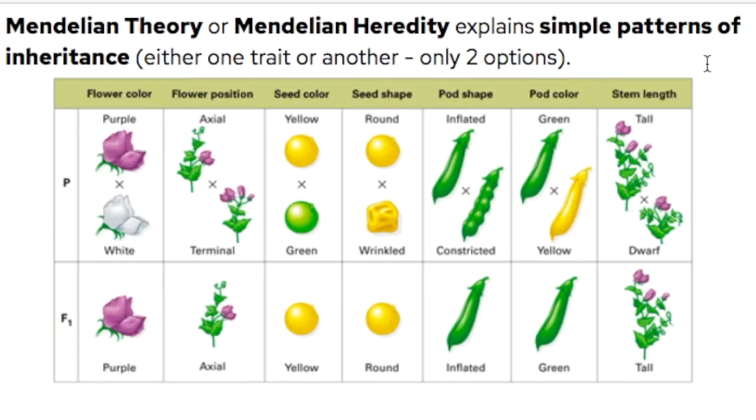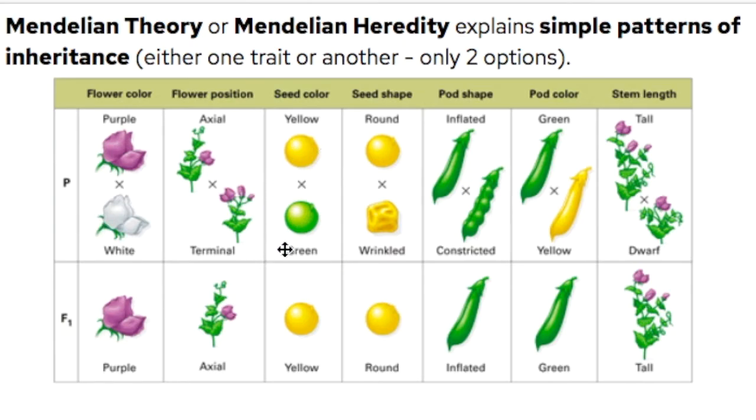So Mendelian theory or Mendelian heredity, remember Mendel, the monk and gardener and biologist who figured out these patterns, explains simple patterns of inheritance, meaning it's either one trait or the other. There are only two options. So it's either a purple flower or it's a white flower. Either the peas inside are yellow or they're green.